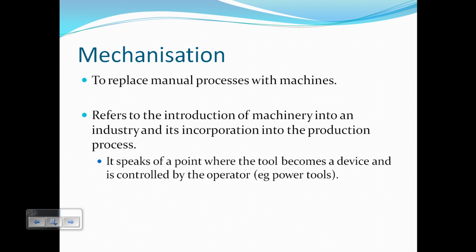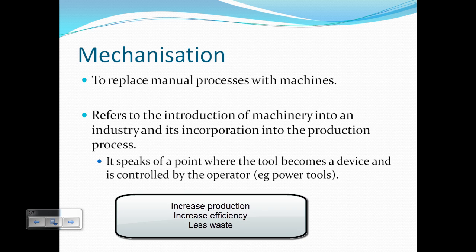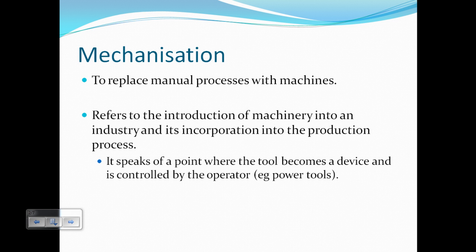Now, mechanization is really good because it generally sees an increase in production as you're able to make things a lot quicker. It also generally sees efficiency increase, less wastage, whether that be in time or materials. Now, with the advantages, we'll notice that most of them are actually common across all of these points. So I may repeat myself a little bit. The second point is automation.